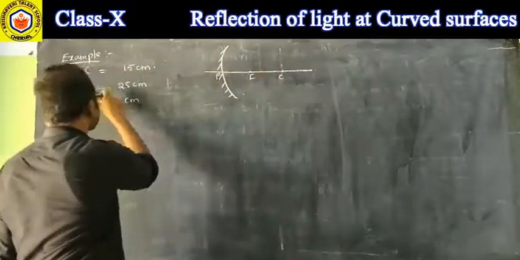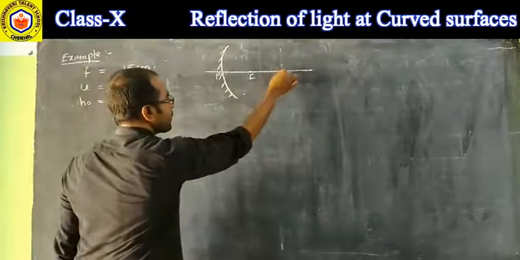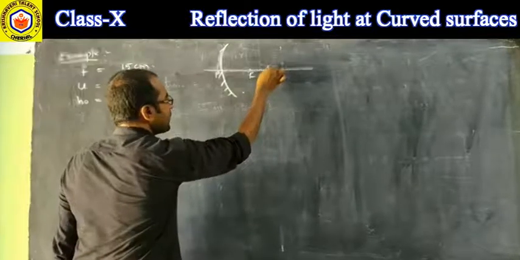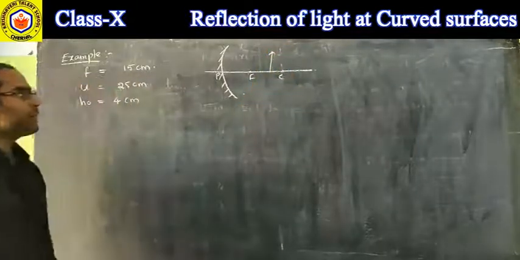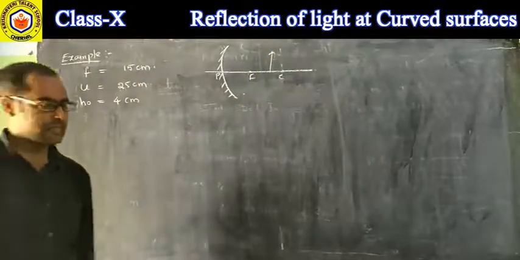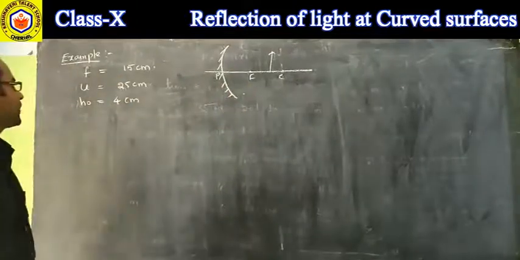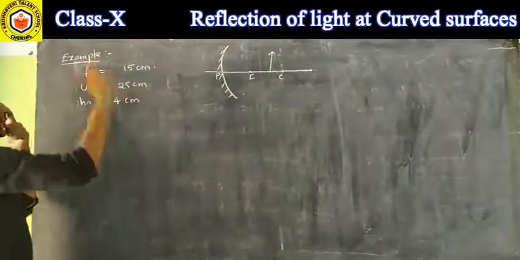And here the object is placed at 25 centimeters. So up to here is 30 centimeters, so here it will be the object. The object is placed between F and C. And the height of the object they have given is 4 centimeters.